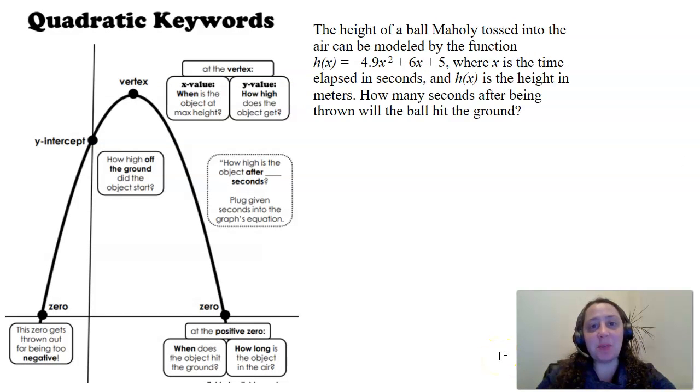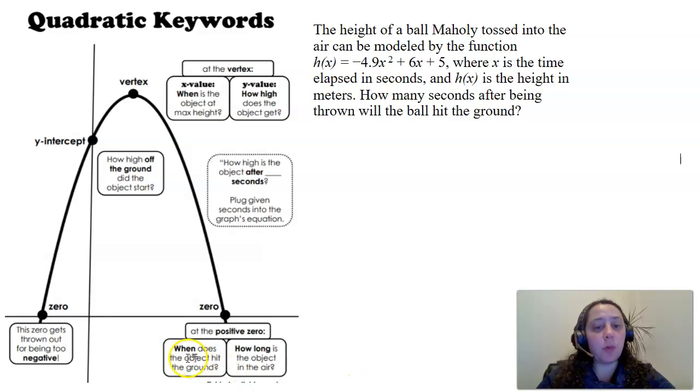Let's do another example. The height of a ball Maoli tossed into the air can be modeled by the function h of x equals negative 4.9x squared plus 6x plus 5, where x is the time elapsed in seconds and h of x is the height in meters. How many seconds after being thrown will the ball hit the ground?